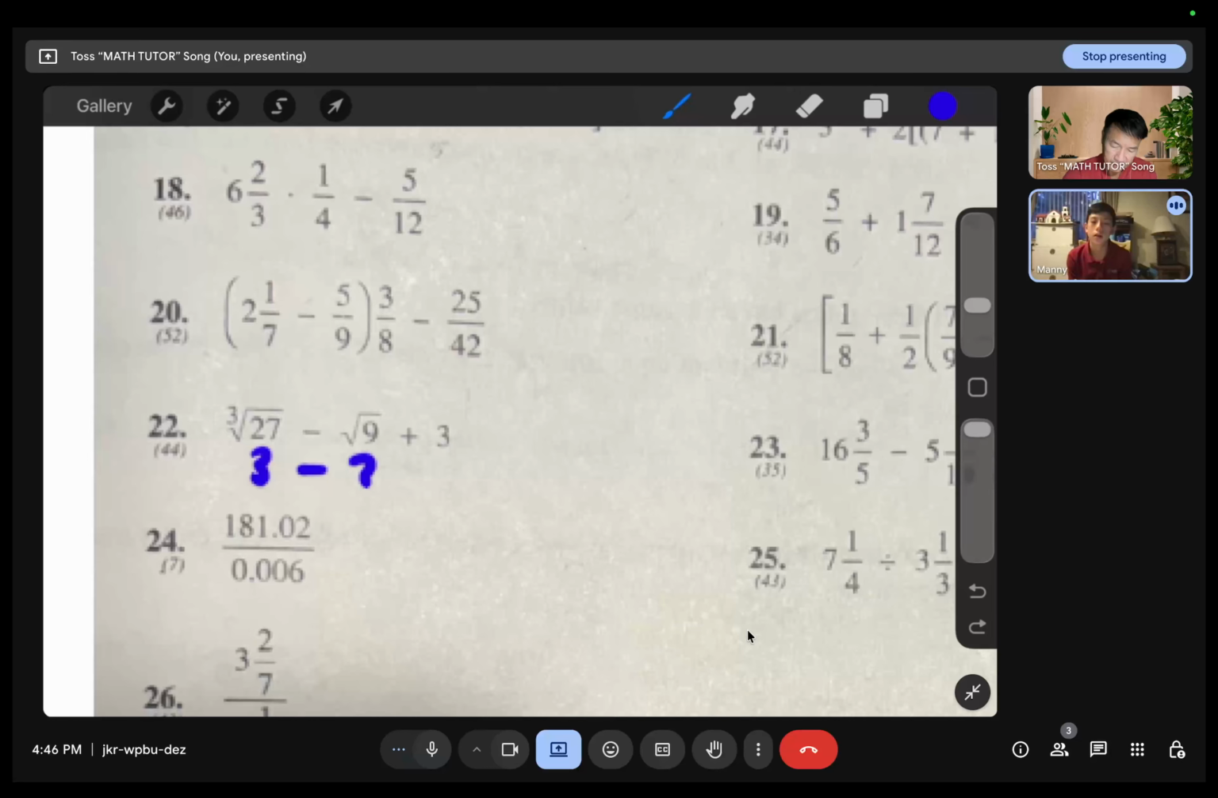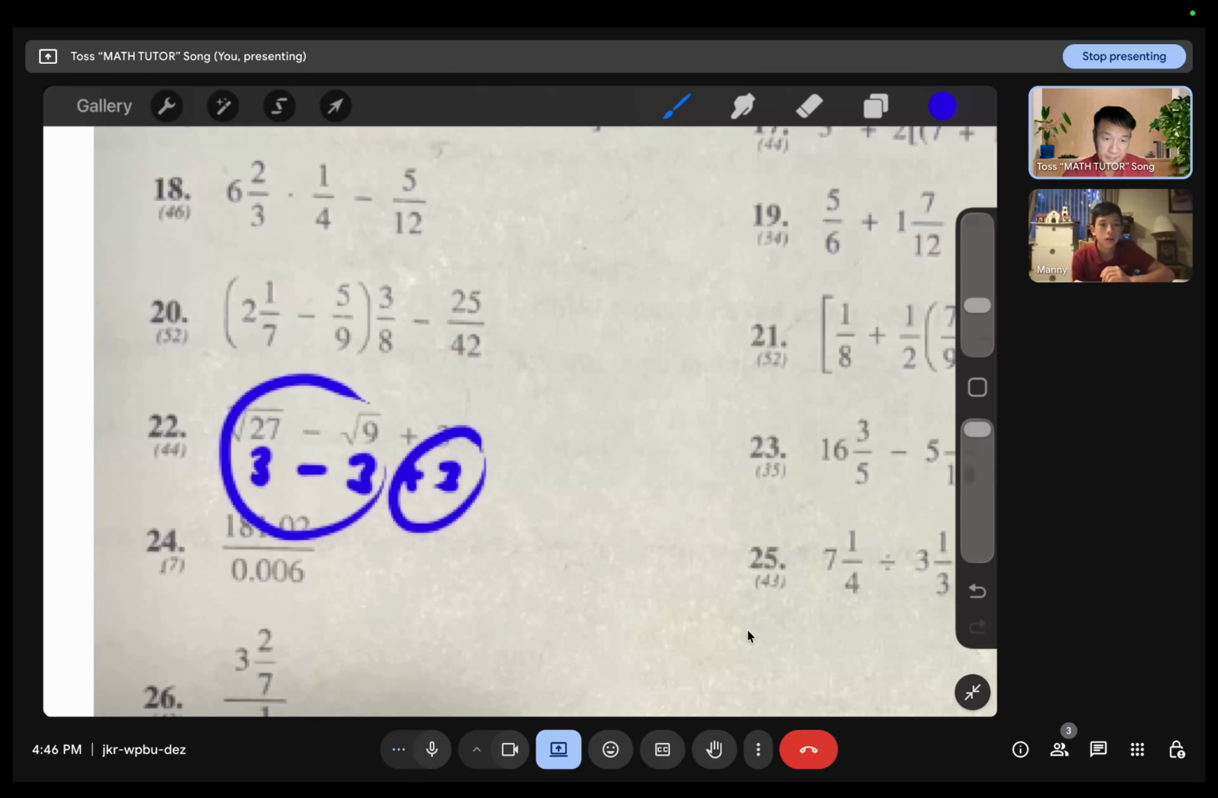Yep. Or not 3. Yeah, it's 3. It's the square root. So what times what will give you 9? So the answer is just 3, because that's going to cancel. Okay? So the answer is 3.